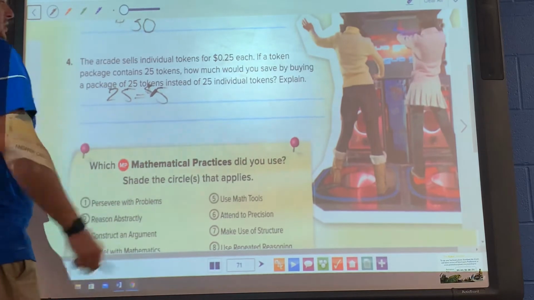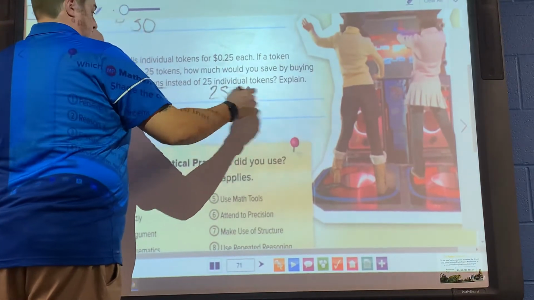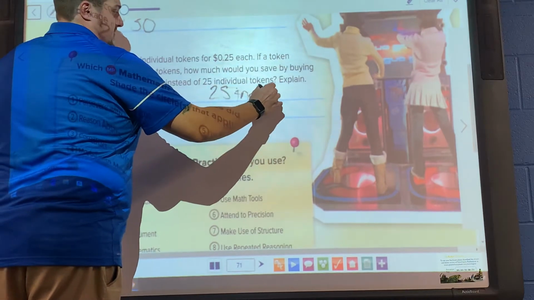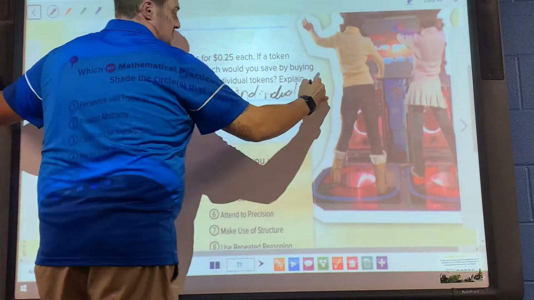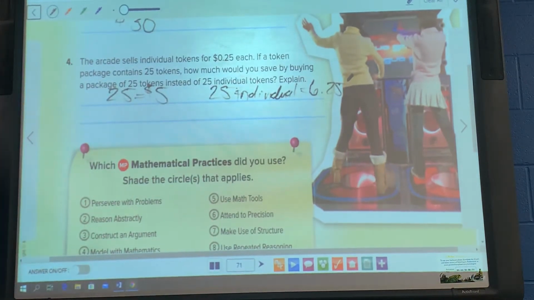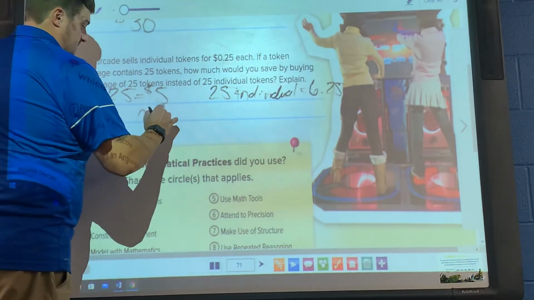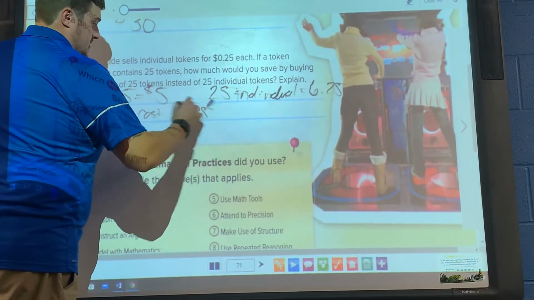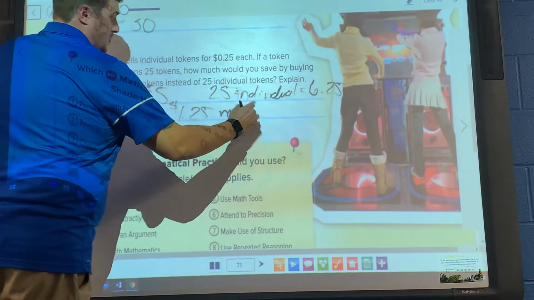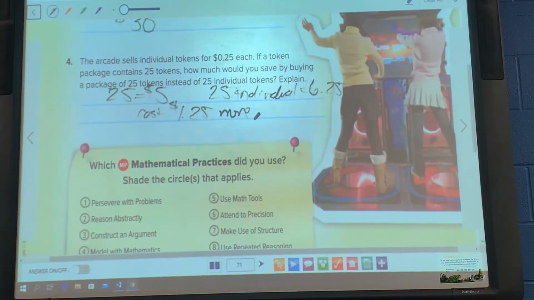Once you multiply that all out, 25 individual tokens equals $6.25. So it does cost more to buy the individual tokens, not the package. It's going to cost $1.25 more. All right, so let's go on to the next page.